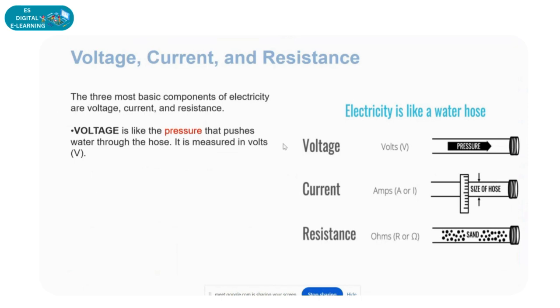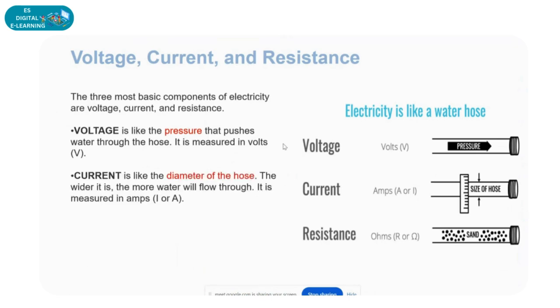So voltage is like the pressure that pushes the water through the hose. Its unit is the volt. And the current is like the diameter of the hose. The wider it is, the more water will flow through it. It is a measurement, and the unit we use for current is the amp.